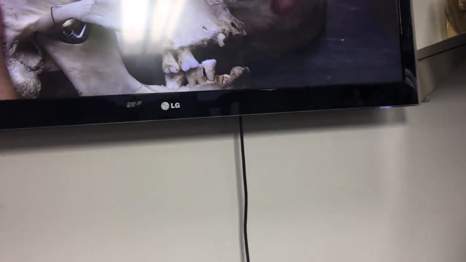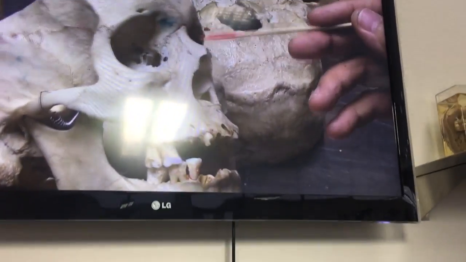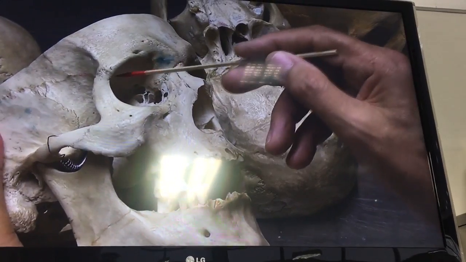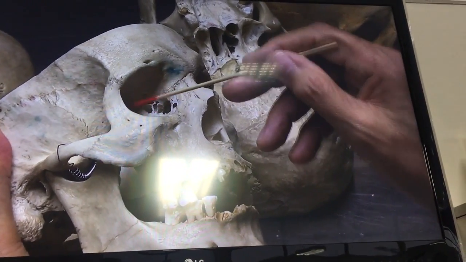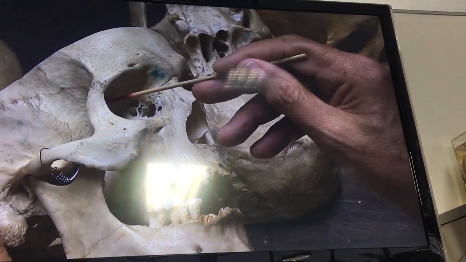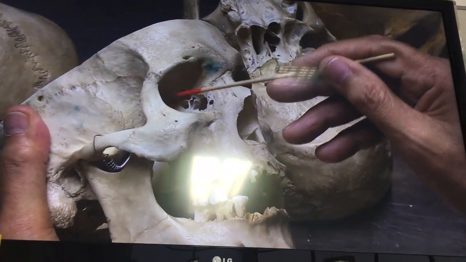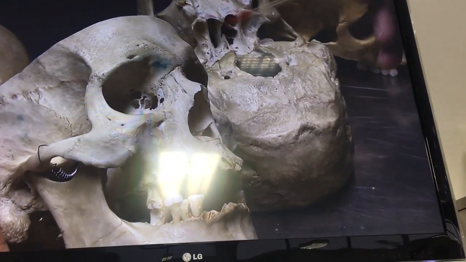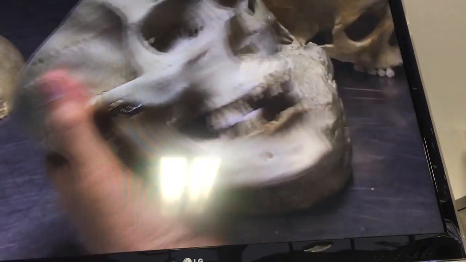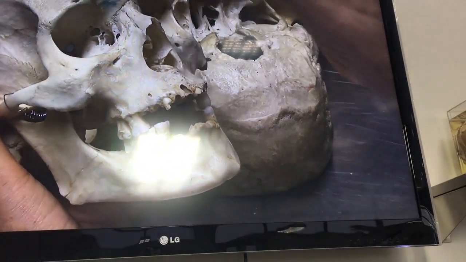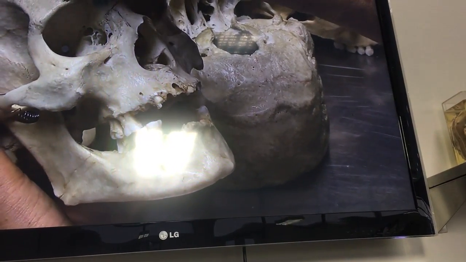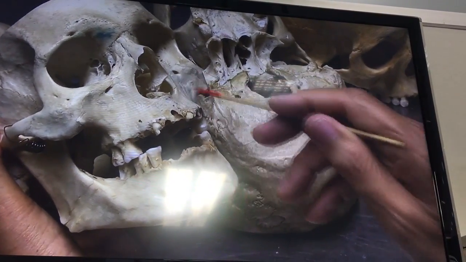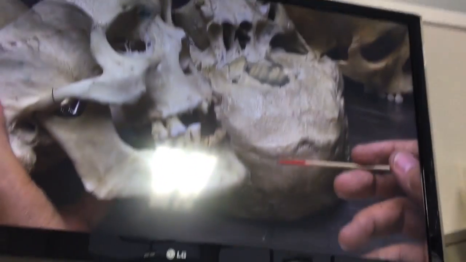The orbit is made up of 7 bones. The orbit is like a pyramid. It has 4 walls: a roof, a lateral wall, a medial wall, and a floor. All right. What I'm going to show you is the supraorbital foramen here, the infraorbital foramen here, and the mental foramen here. And I'm going to hand over.